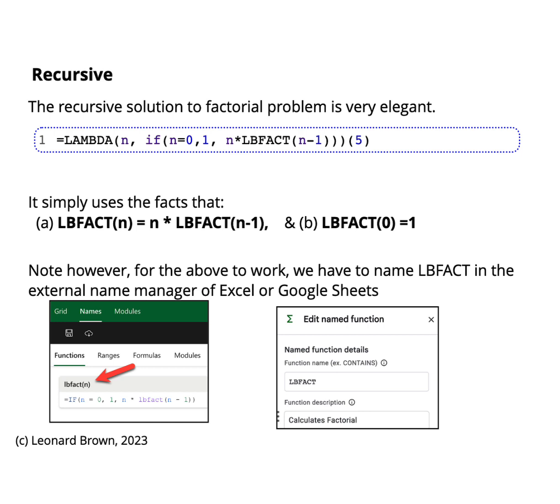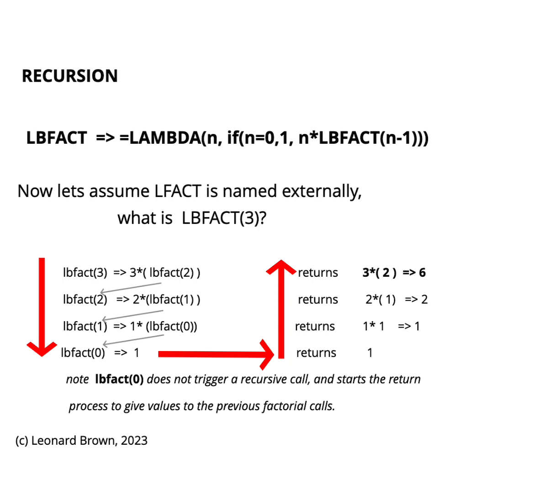Here we've written a recursive lambda to calculate the factorial. Microsoft indicates that recursive Excel Lambda functions need to be defined using an external naming mechanism prior to being used. So for this recursive lambda to work, we have to name this function lbfact in an external name manager, in Excel, or in Google Sheets. Now we'll assume that lbfact has been named externally so that we have a valid recursive lambda.